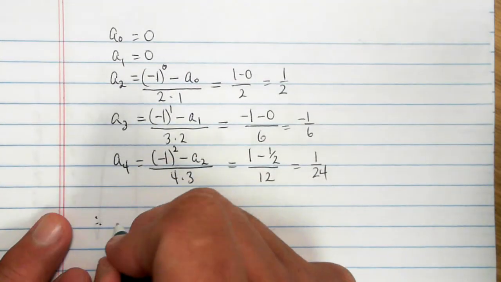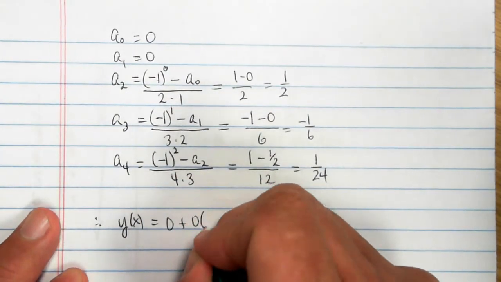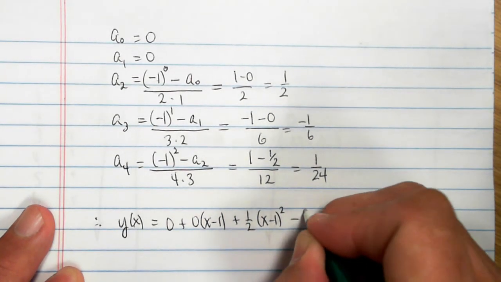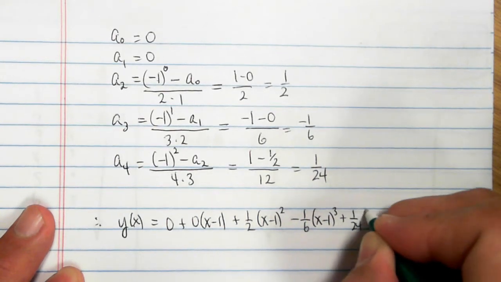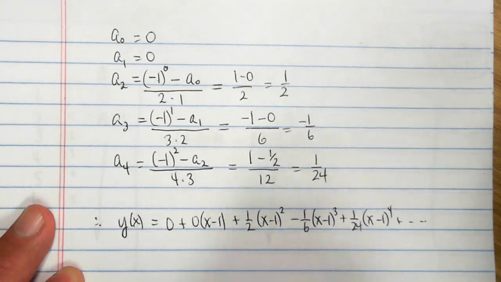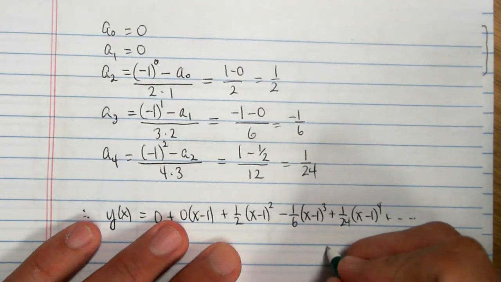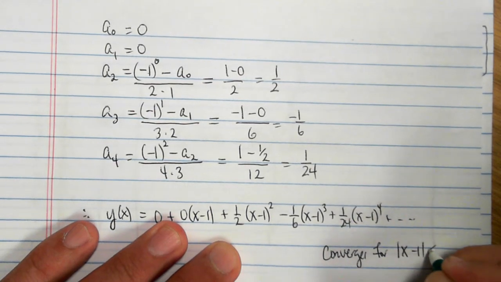And so the power series expansion is going to start like this. It's going to be 0 plus 0 times x minus 1 plus a half times x minus 1 squared minus a sixth times x minus 1 to the third plus 1 over 24, x minus 1 to the fourth. And if I keep adding up, I can approximate the solution y to as much accuracy as I wish by just taking enough terms. So that is the expansion for this one, and this is going to converge for absolute value of x minus 1 less than 1.